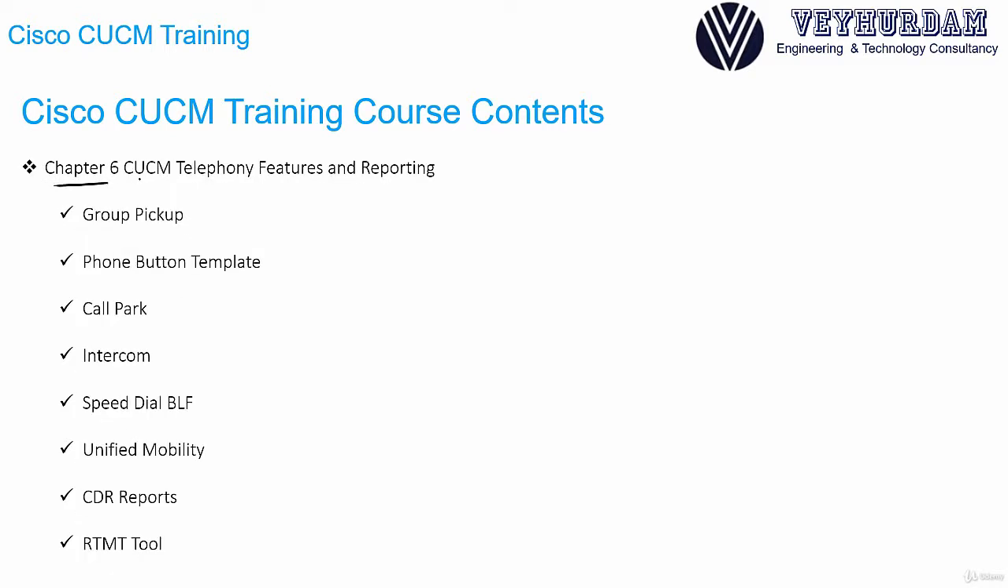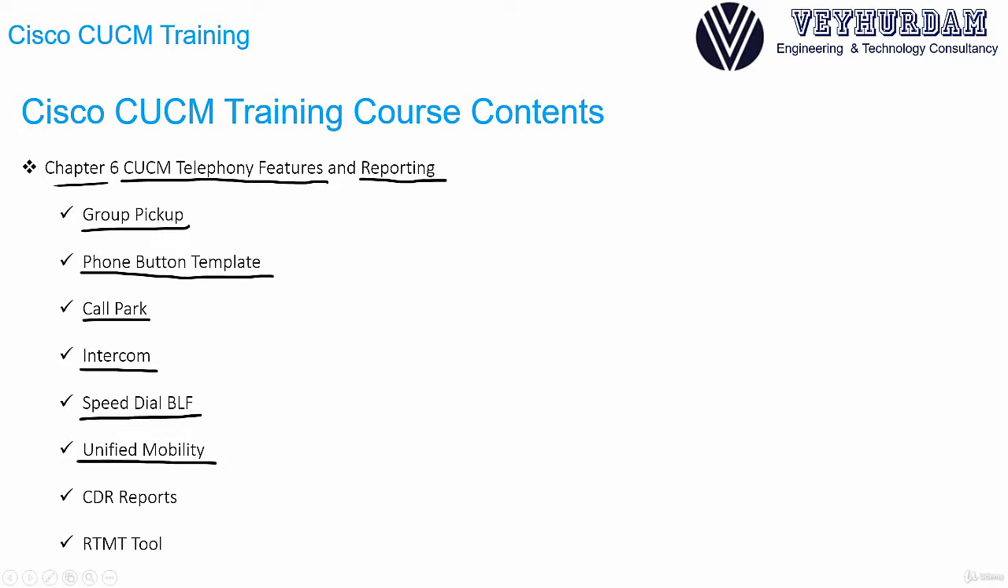So on chapter 6, we will deal with CUCM telephony features and some reporting. First of all, we will understand call pickup groups. Then we will go over how to define phone button templates, and we will again continue our group pickup lab, and we will see the result of it. Then we will learn call park and intercom features. We will also configure speed dial BLF, and we will enable mobility and schedule mobility on our CUCM.